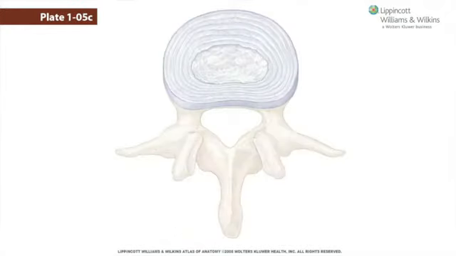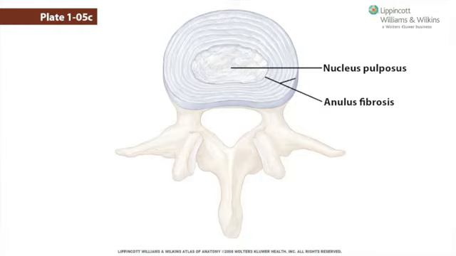Each disc consists of a central nucleus pulposus, the gelatinous remnant of the embryo's notochord, and a fibrous peripheral annulus fibrosus. There is no disc between C1 and C2, and the discs between the vertebra of the sacrum often ossify later in life.